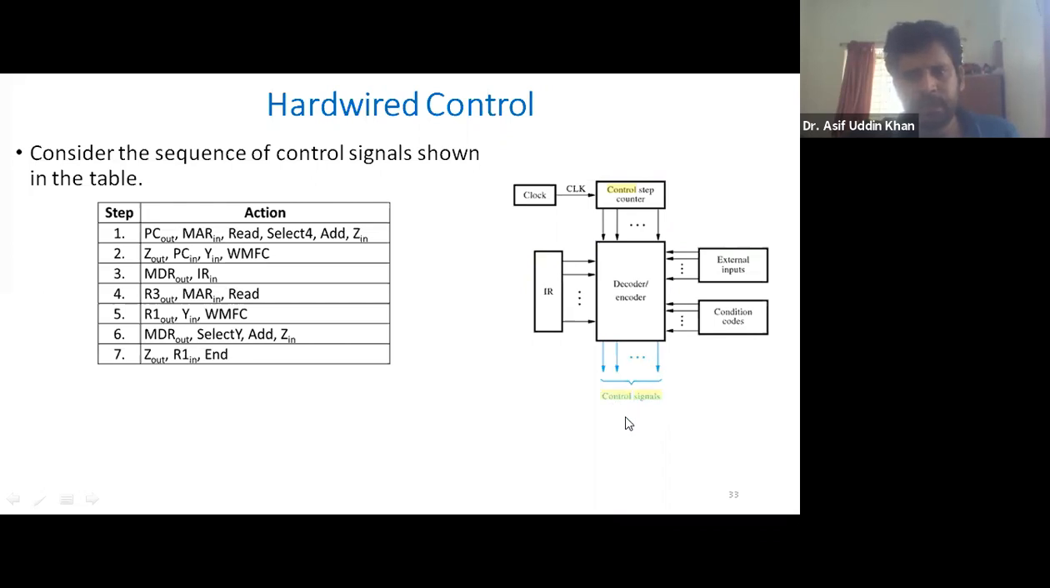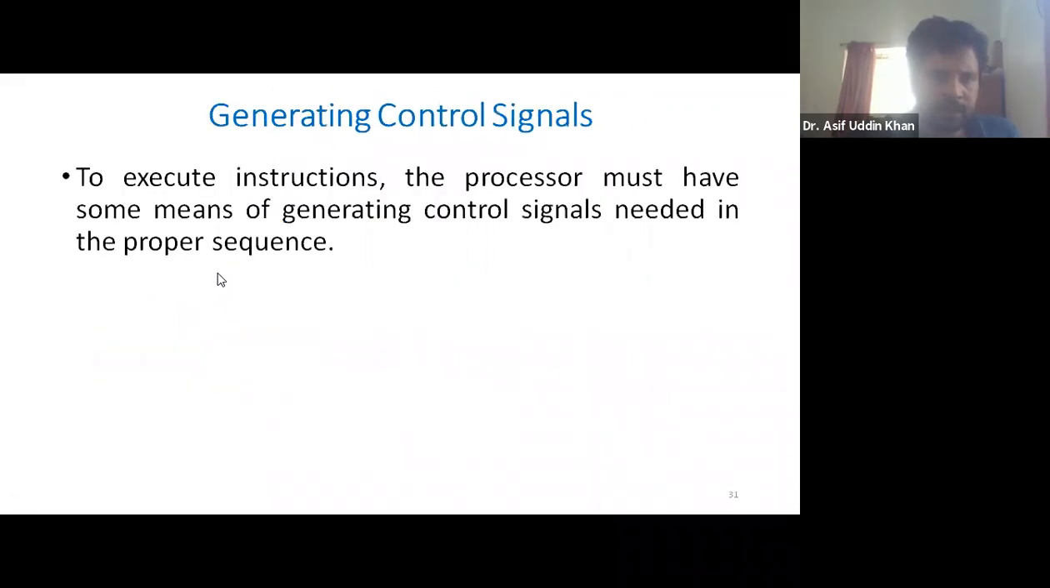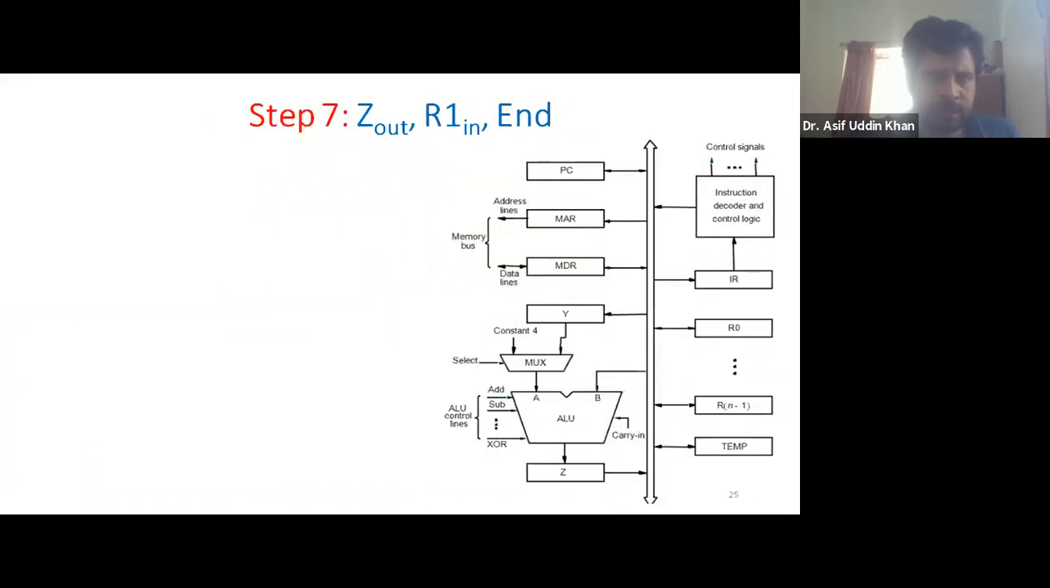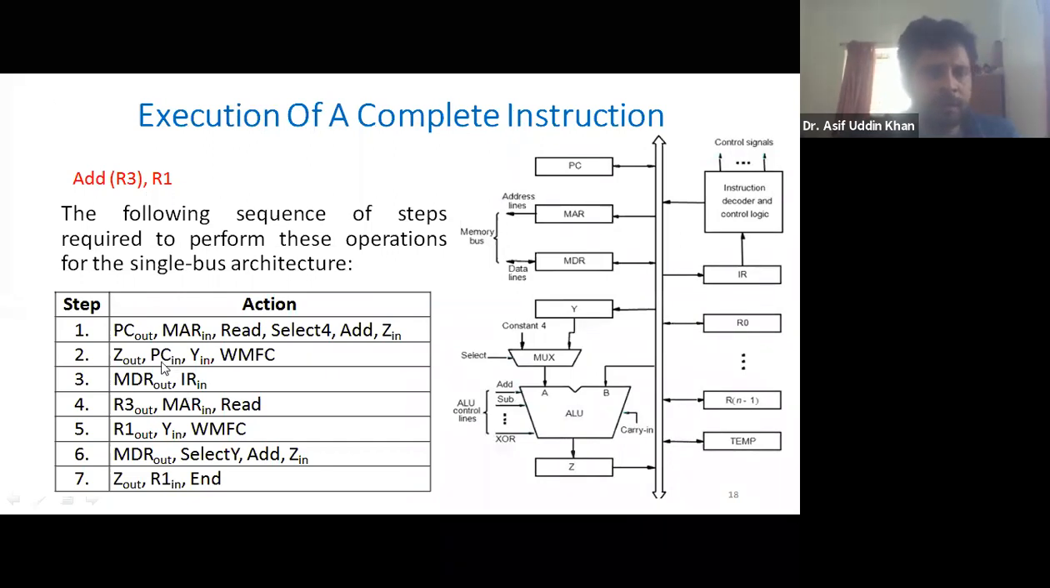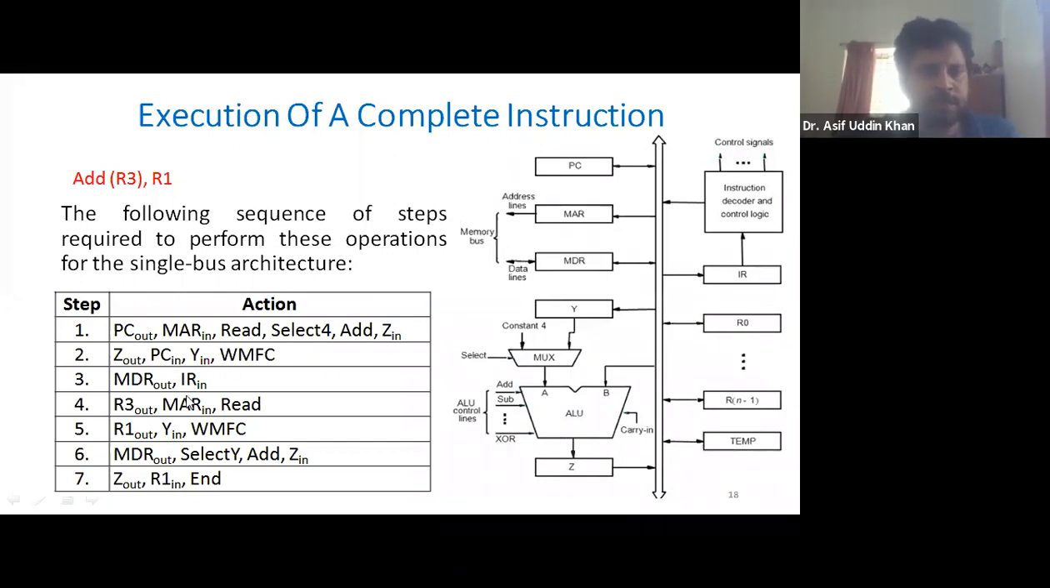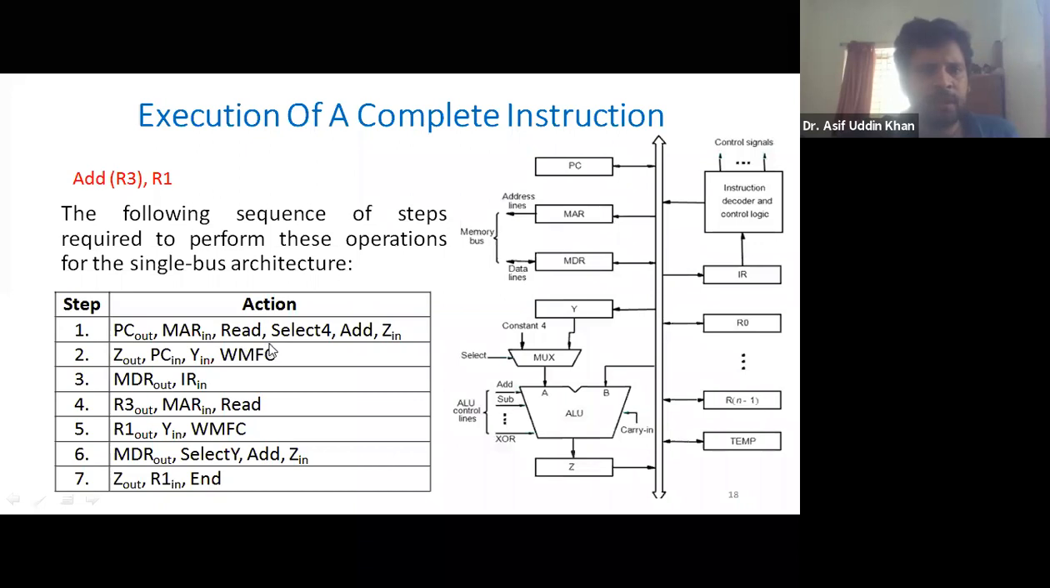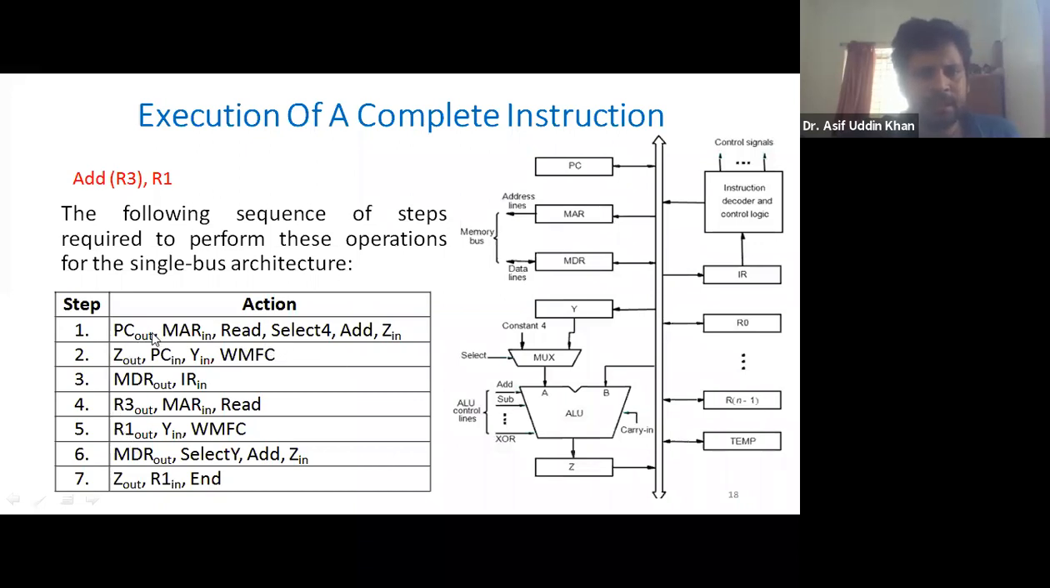Let us take one example for executing these instructions, for executing this instruction, add R3 R1. You can see these are the control steps, or sequence of steps of execution. These control signals will be generated. How these are generated by using the hardware control unit, we'll discuss now.